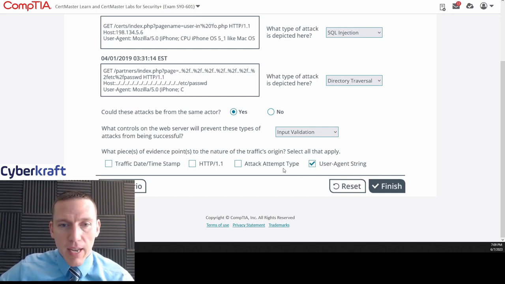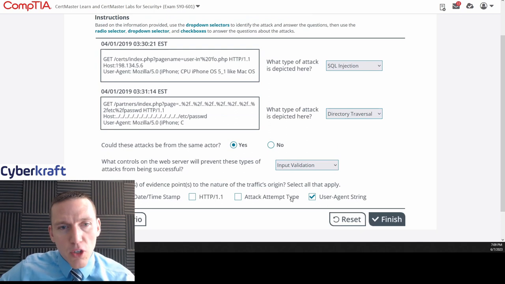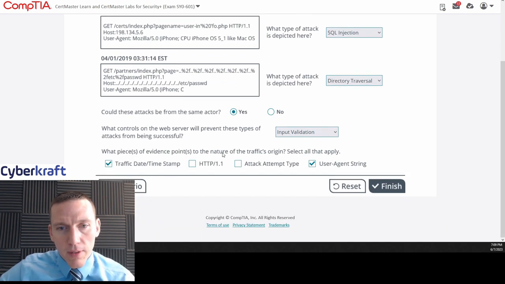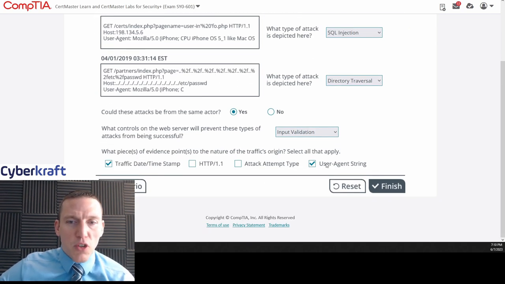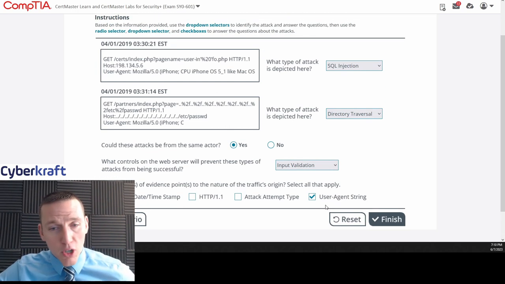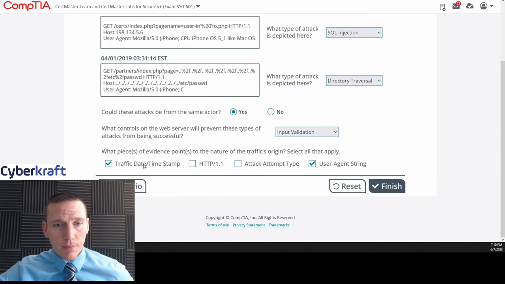I kind of either want to select none of these and user agent string only, or also include traffic date and timestamp. The user agent string is the same for both, and that does help us determine that this is the same person. So if I'm selecting user agent string, I probably should select traffic date and timestamp, or it could be none of them. But I think this one tells us that these two are done by the same person. These two as well. The HTTP 1.1, any of the requests on this web server should be that version, so I don't think that is going to narrow it down for us. And the attack attempt type doesn't really help us determine the origin. I think I'm going to leave it like this.